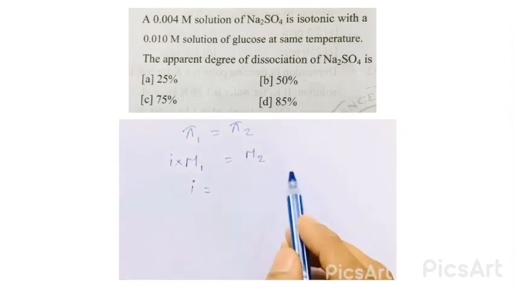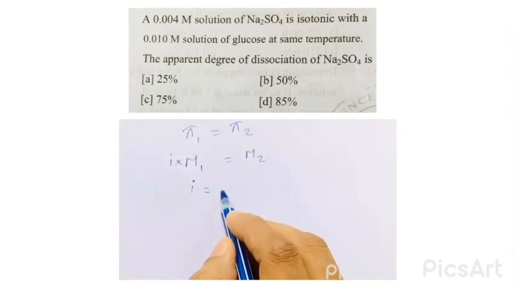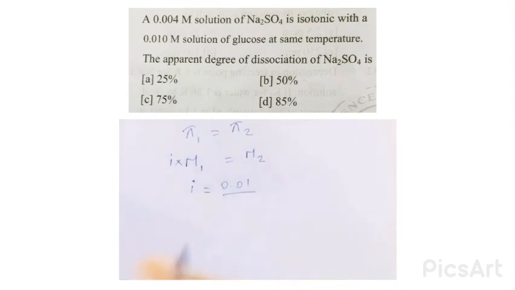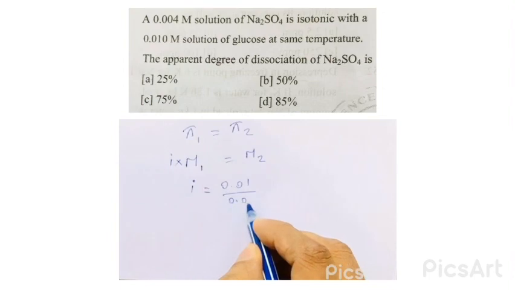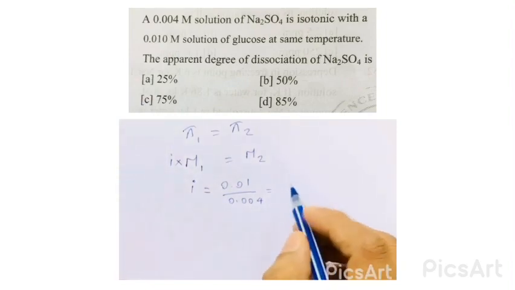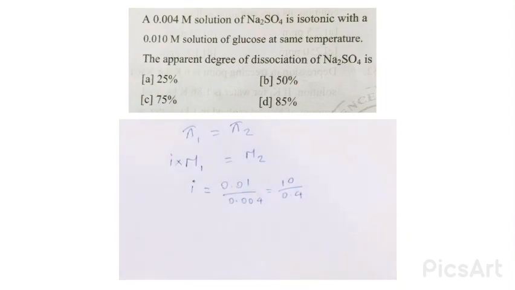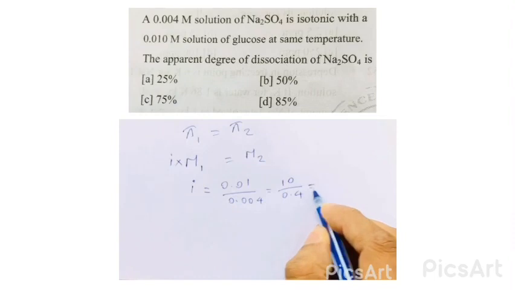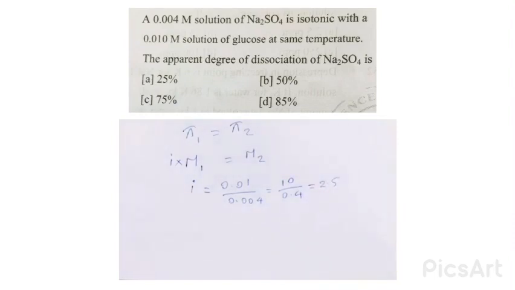That is molarity of glucose, 0.01, by molarity of Na2SO4, 0.004. That is 10 by 0.4, that will be 2.5. So i is 2.5.